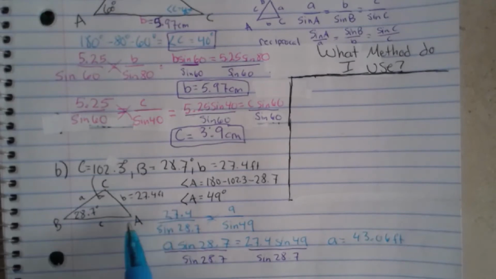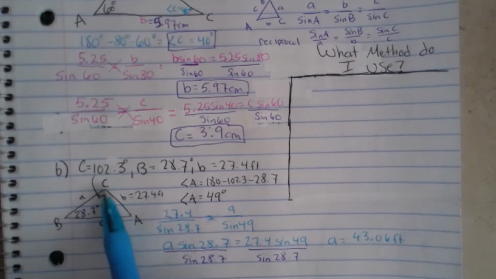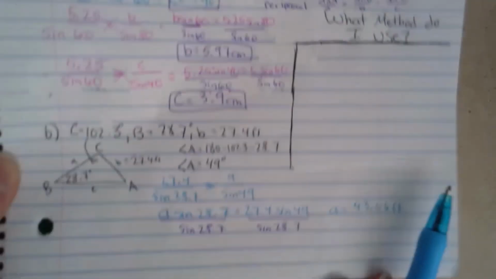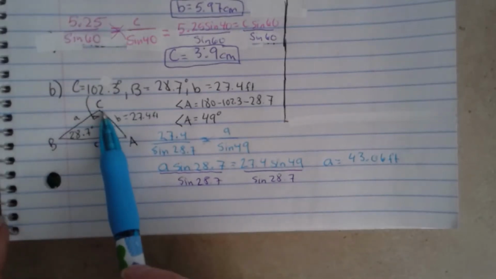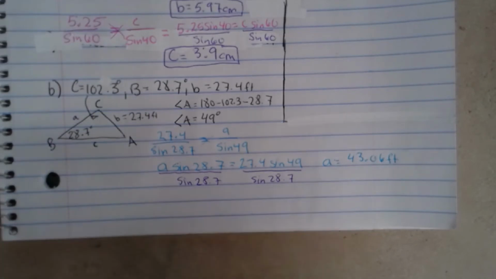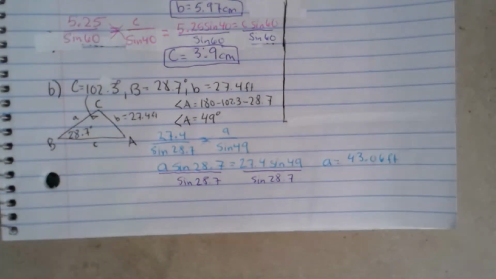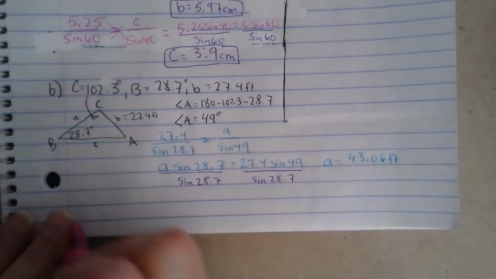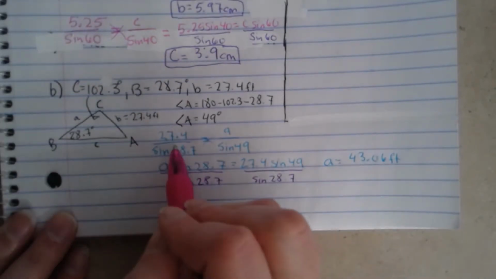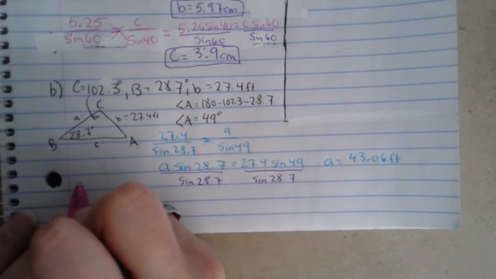Okay, let's take a second. A is a bigger degree than B, so A's side length should be bigger than B's side length, which it is. So far so good. We know C is the biggest angle, so it should be the biggest side length, because we know that across from the biggest angle is always the biggest side length. So let's find that one. I'm going to use B. You don't have to, but I like to use the one they give me.